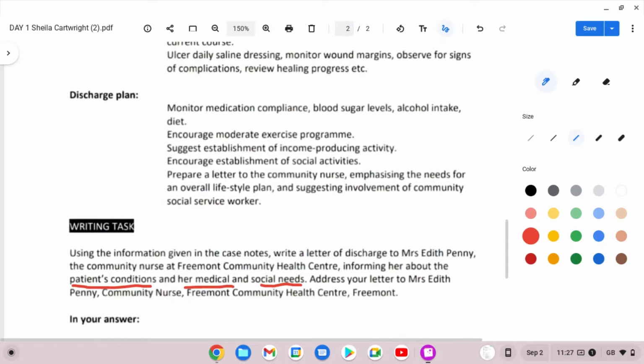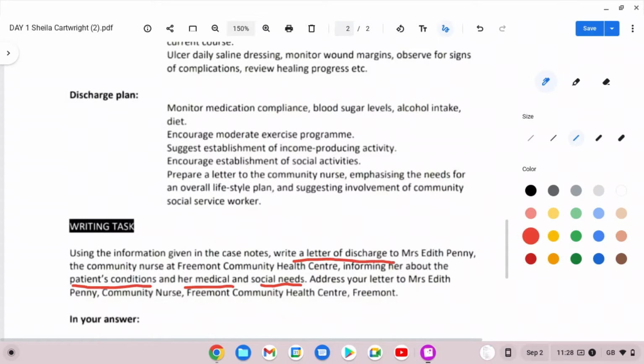So you have to read this carefully in the 5 minutes time, and you can take another 5 minutes to read it, plan your letter and write your letter. An important piece of information I have to tell you: you have to read the writing task, so you can find the purpose of the letter. The purpose of the letter is to write a discharge letter, a letter of discharge to Miss Edith Penny.